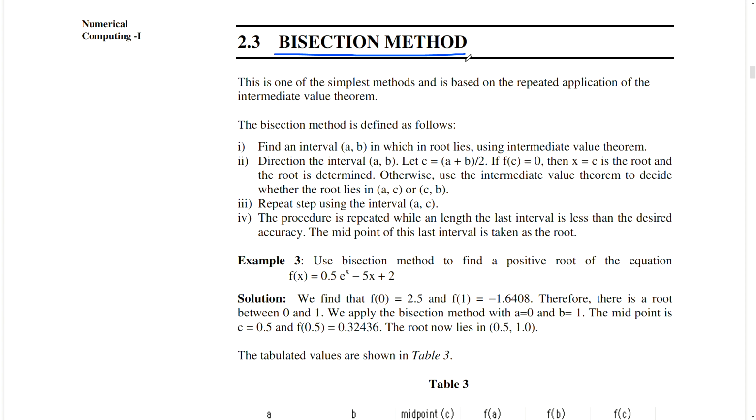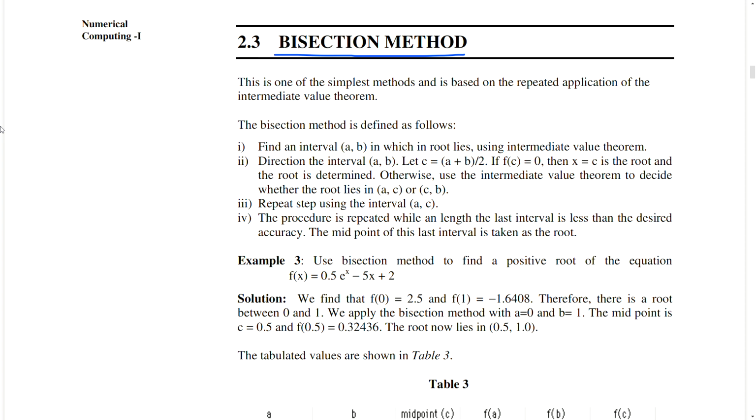Bisection method. This is one of the simplest methods and is based on the repeated application of the intermediate value theorem. The bisection method is defined as follows. One, find an interval AB in which the root lies using the intermediate value theorem. Two, bisect the interval AB: let C equal (A plus B) by 2.